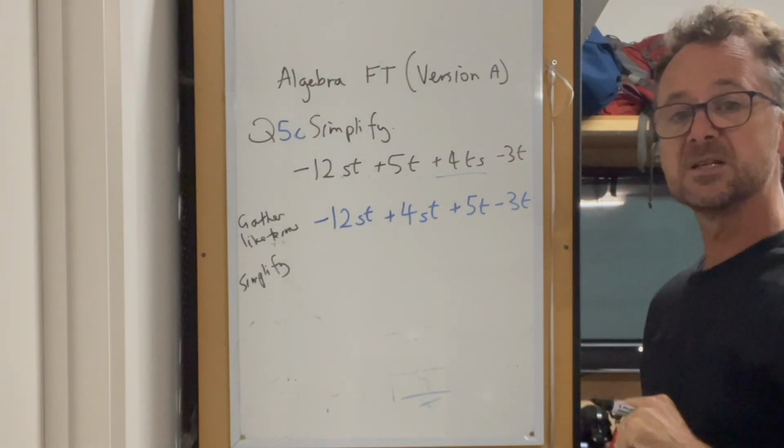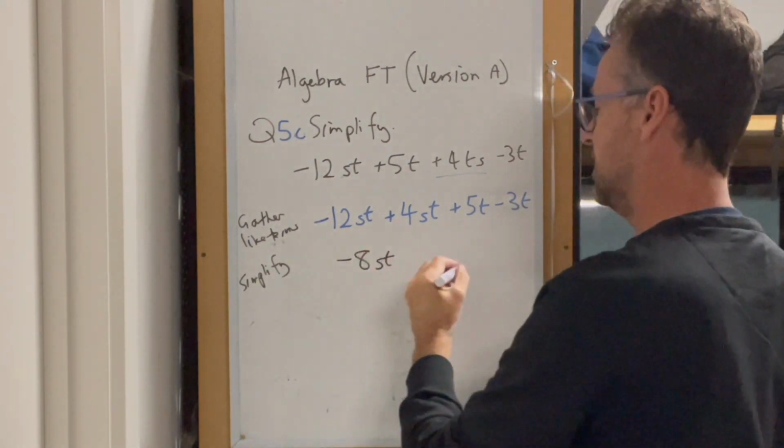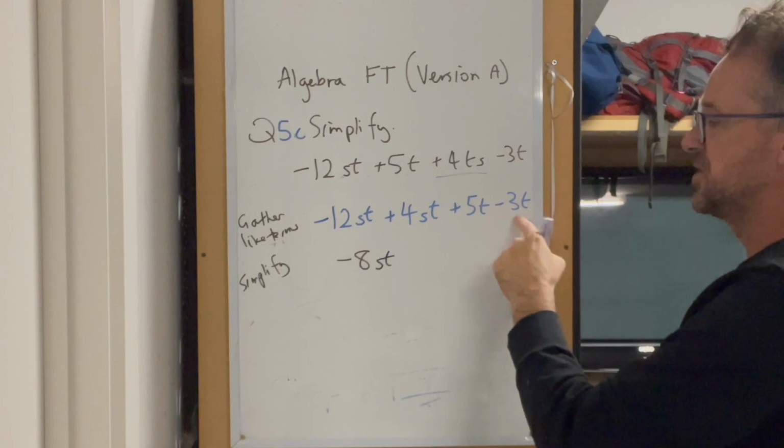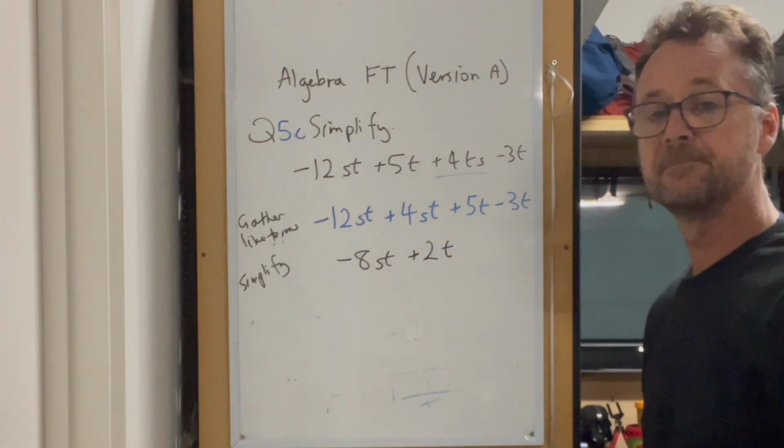Negative 12 plus 4 is going to be negative 8 ST, okay? And then positive 5t take away 3t is going to leave us with positive 2t. And that's our answer.